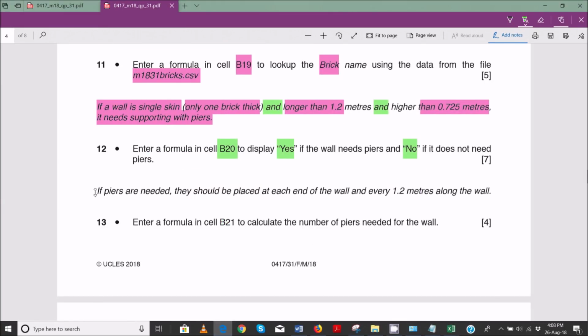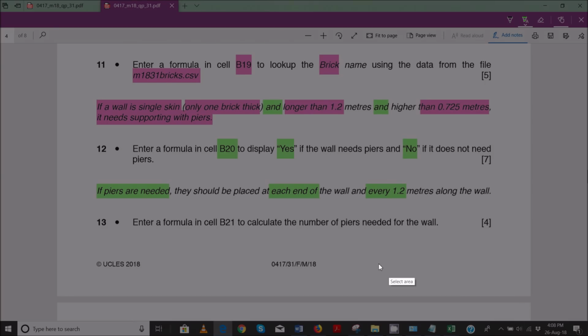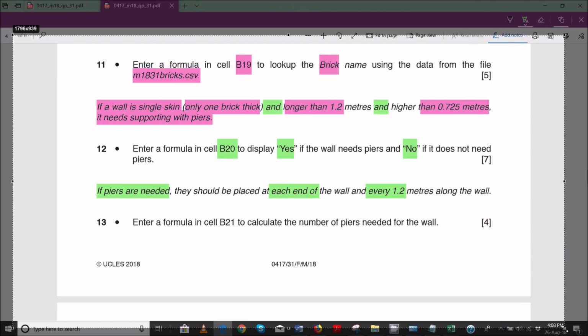If piers are needed, they should be placed at each end of the wall, every 1.2 meters along the wall. Okay, so at each end of the wall, so suppose you have got a wall like this. Let me just do this. Let's say this is my wall. Boom, boom, boom. This is my wall. I don't have to draw it nicely, guys.